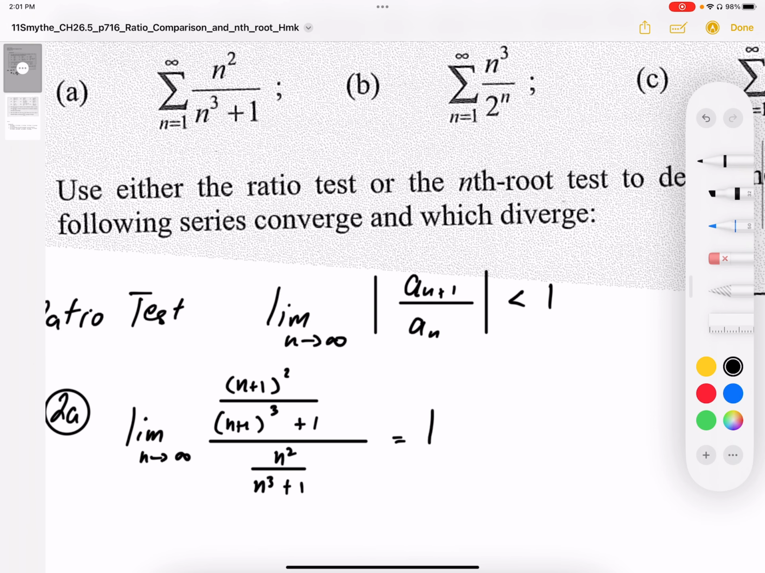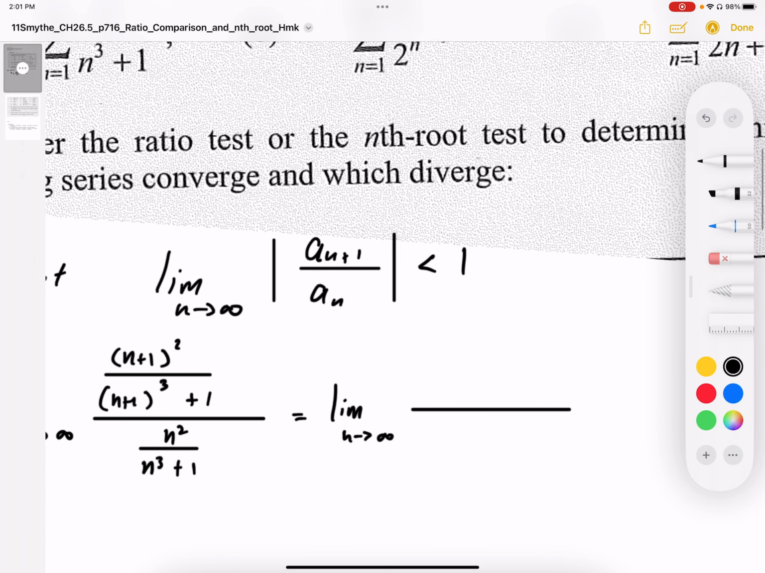So we're going to end up with the limit as n approaches infinity. The numerator terms are going to be (n plus 1) squared, and it's going to be n cubed plus 1. And in the denominator, we're going to have (n plus 1) cubed plus 1. That's all one factor. And then n squared is the other factor.